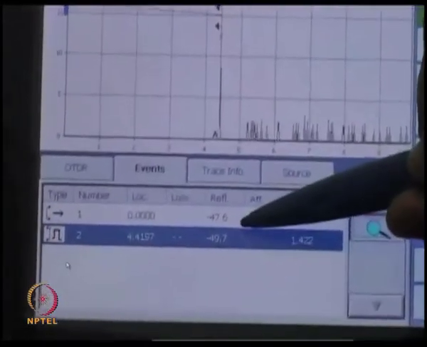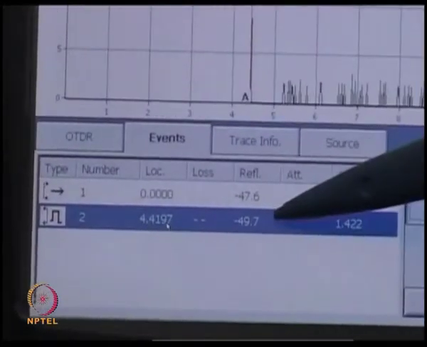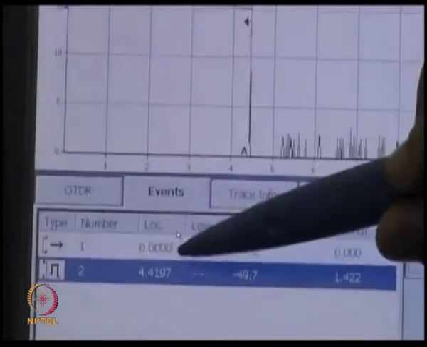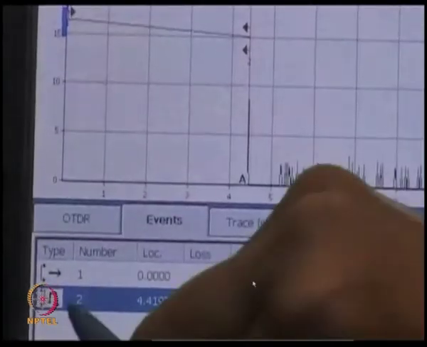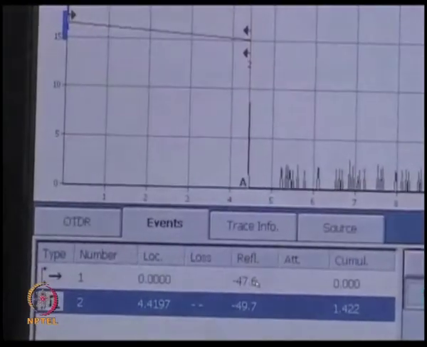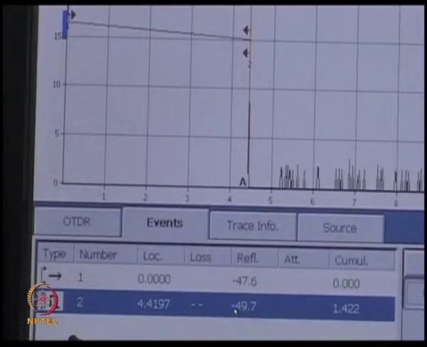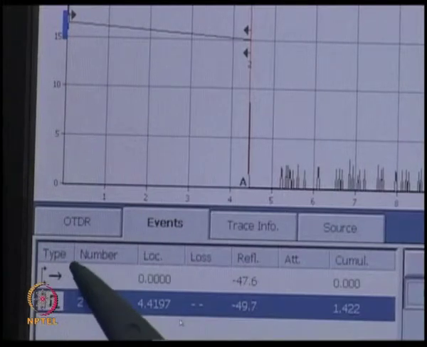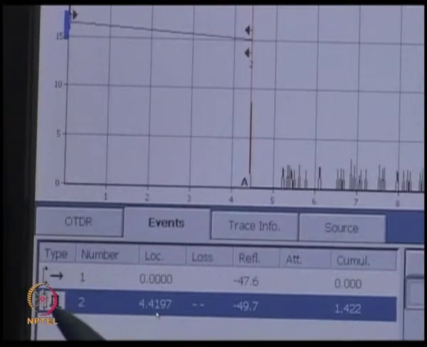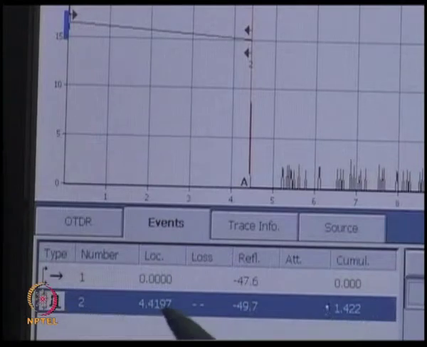So, the data shows here that you are having one reflection which is minus 47.6. Another reflection is from the other end of the optical fiber which is minus 49.7. The distance of the fiber is 4.4 kilometers and the total loss on the fiber is 1.422 dB.